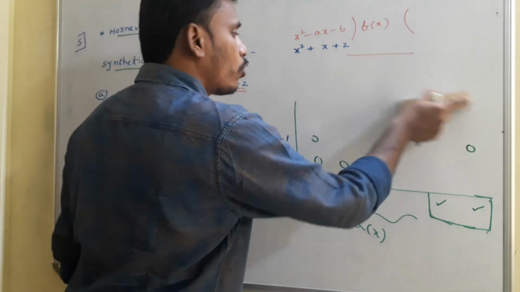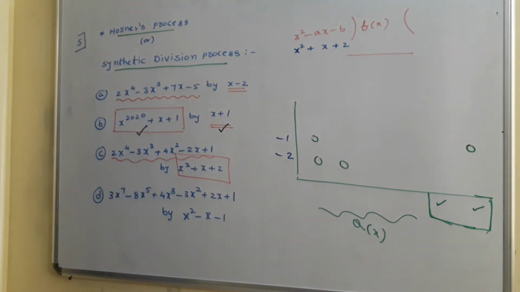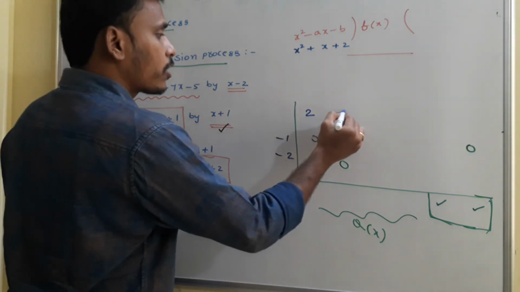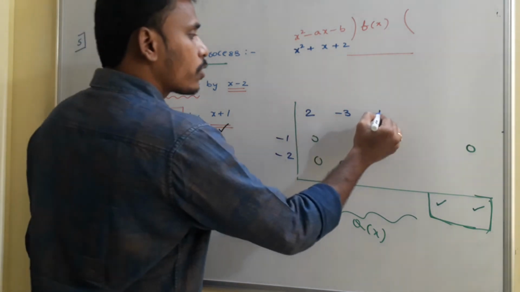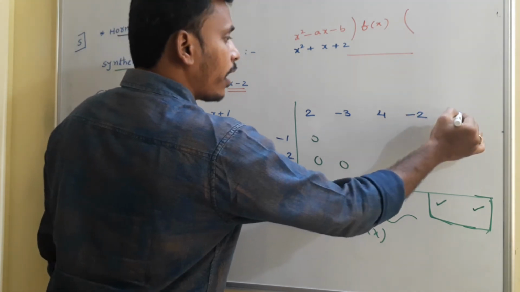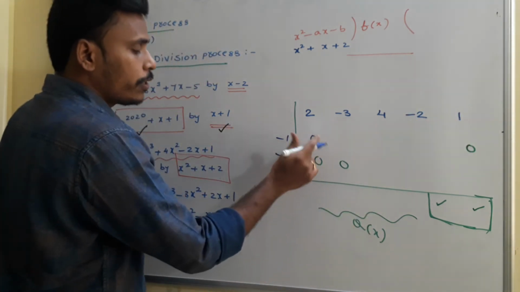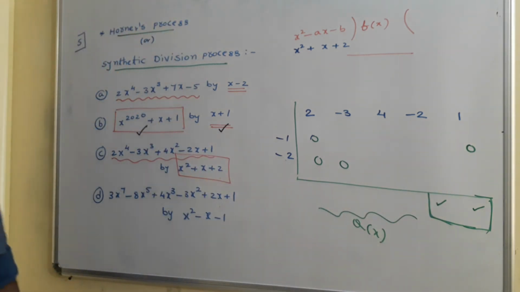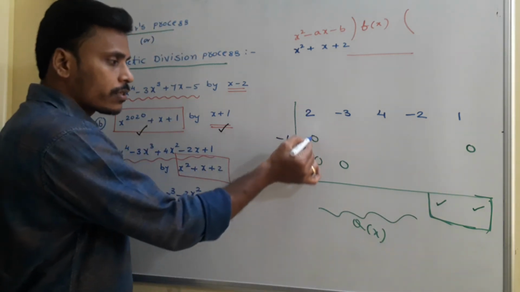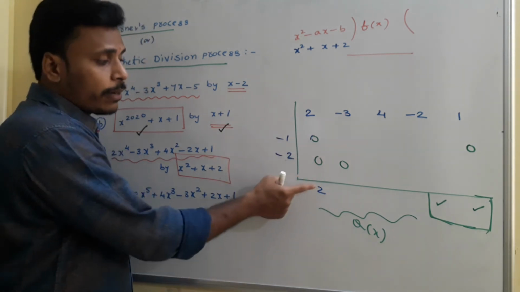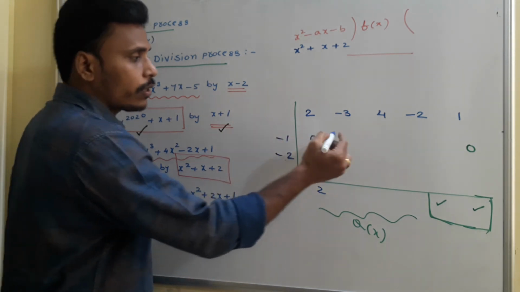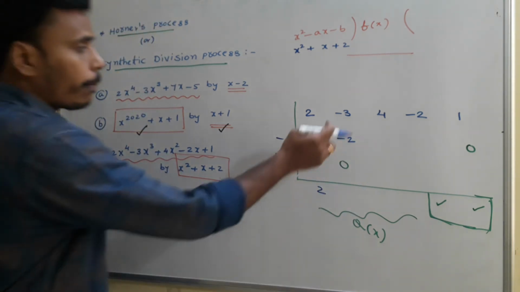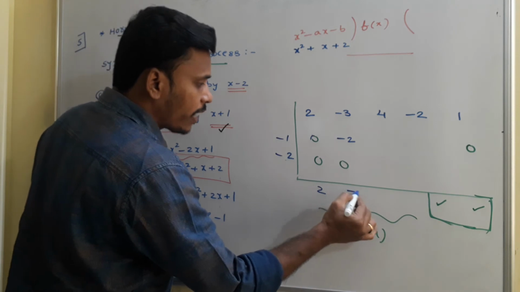Now f of x. Here you need to list out the coefficients. What are the coefficients actually? 2x power 4, so 2, minus 3x cube, and then 4x square, and then minus 2x, and then 1. So these two must be zeros and this is also 0. Now what we need to do? Add column-wise. This is 2, and then multiply this 2 with this minus 1. It gives you minus 2. And then minus 3 minus 2, if you add that, is minus 5.